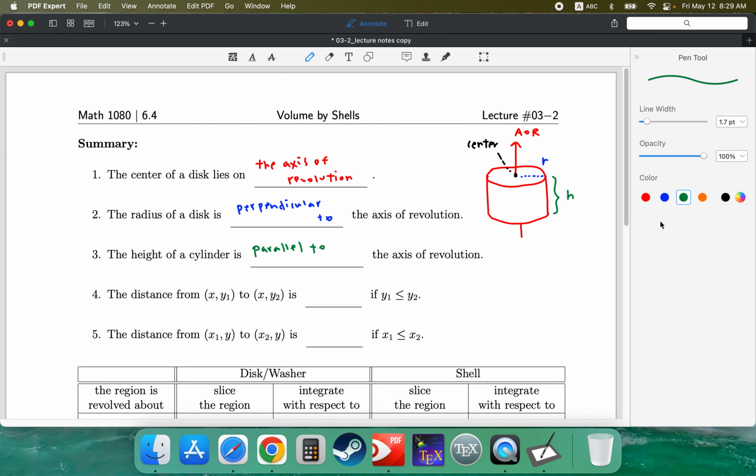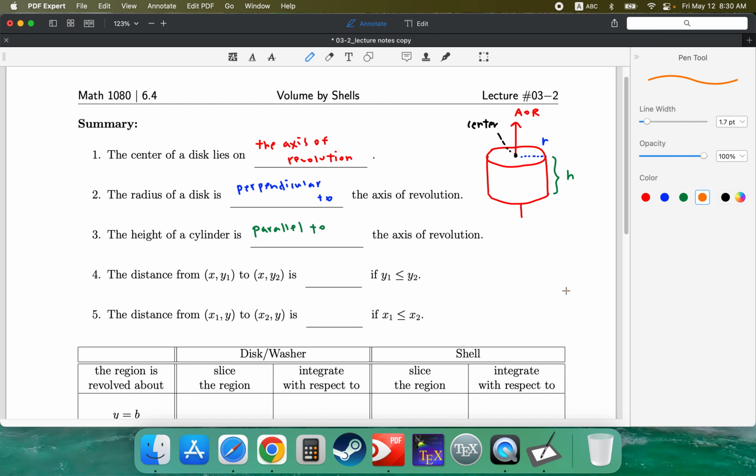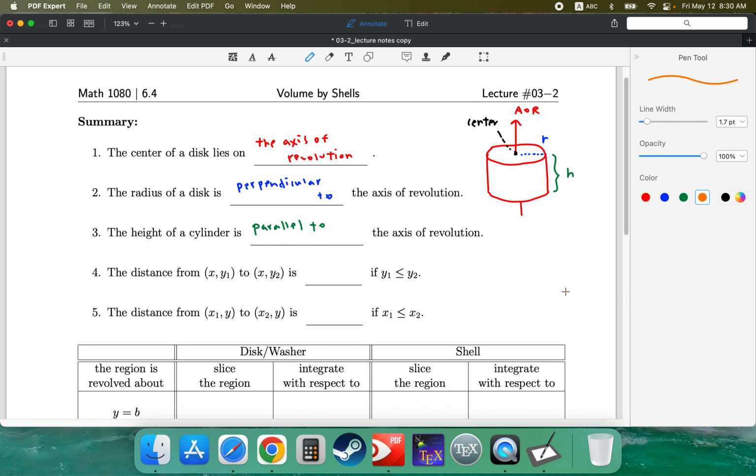Now, sometimes we need to take care of the problem where you want to find the distance between two curves, or if you rotate around something like y equals 2 or x equals 1, so the axis of revolution is no longer the x-axis or the y-axis. So here, let's make a summary about the distance between 2 points.